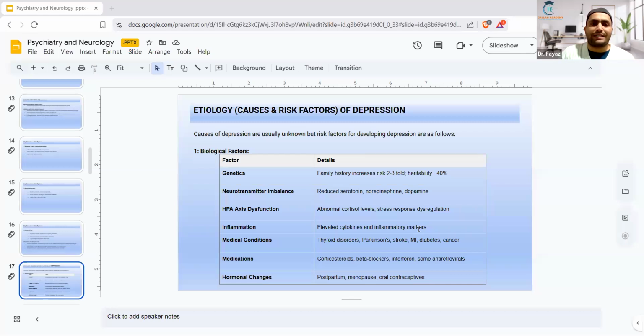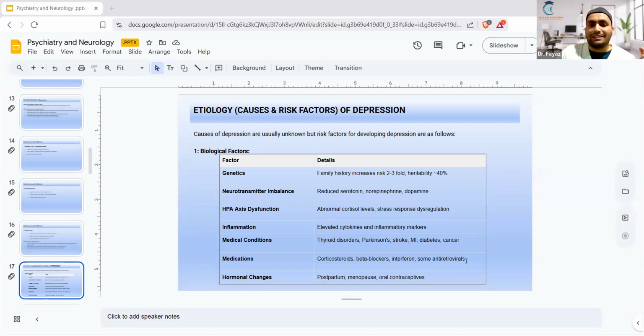Next biological risk factor for developing depression is inflammation, specifically in the cerebrum of the brain. It has been noted that some people with depression have elevated inflammatory markers. Some medical conditions can cause depression. For example, hypothyroidism is present in some patients with depression. When we're doing a workup for depression, TSH is one of the tests that we do to check if they are depressed because they have hypothyroidism. Parkinson's can cause depression, strokes, myocardial infarction, diabetes, cancers, etc. Almost all these conditions can cause depression.